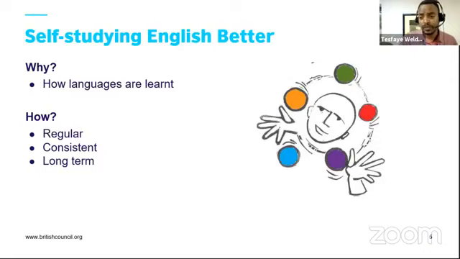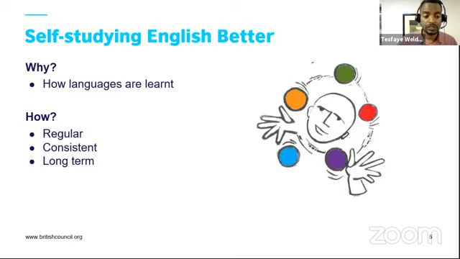not just for a short period of time and just stop it, because this is a language. It's a skill. You need to use it, and only when you use it for a consistent period of time, then you will be able to retain it. So all these 3 points are important: regular, consistent, and long-term.